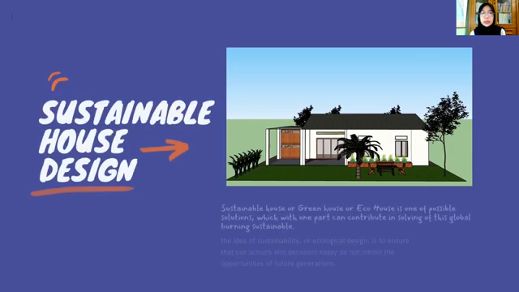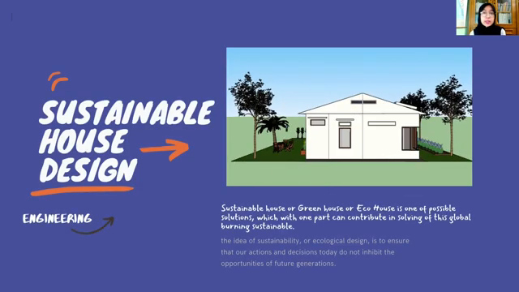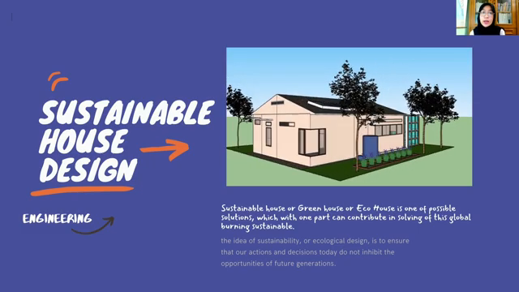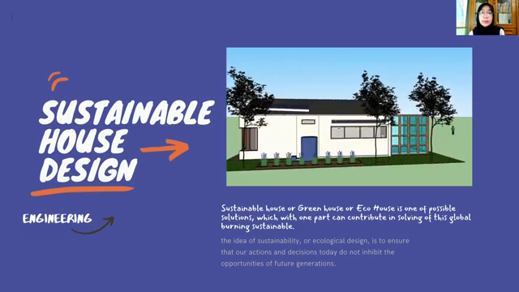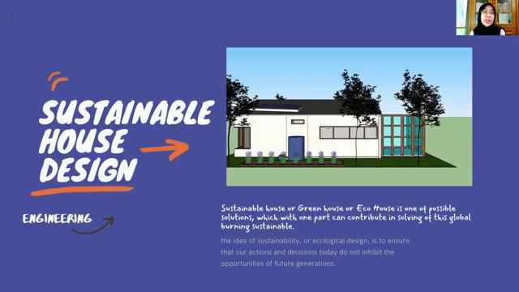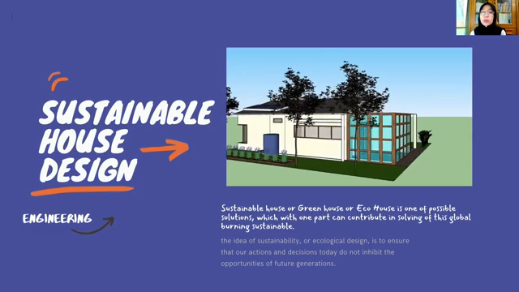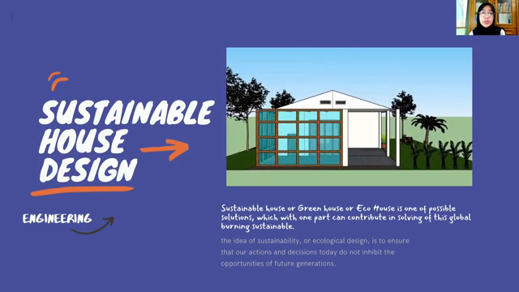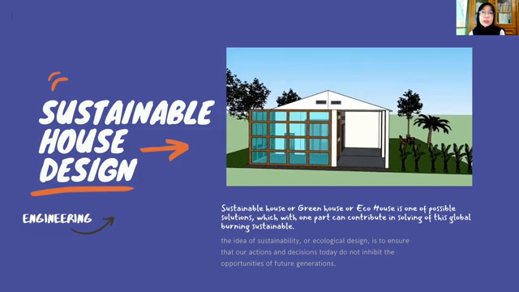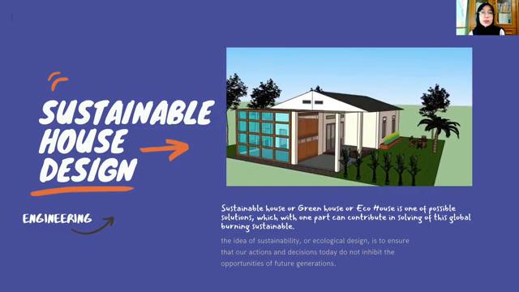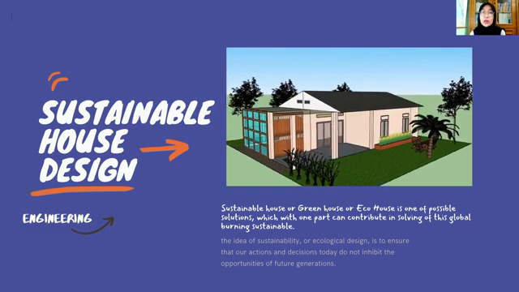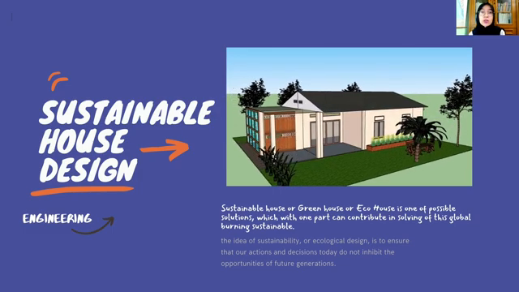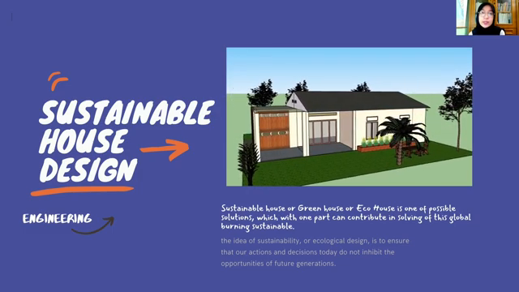Okay, now we are going to the last part, about sustainable house design. Nowadays, households and other living areas in which people live or reside most of the time contribute to CO2 emission and the greenhouse effect as much as global warming, which threatens all humans and their health, as well as natural resources whose balance was disturbed a long time ago. Sustainable house, or greenhouse, or eco house is one of the possible solutions, which in one part can contribute to solving this global warming problem.